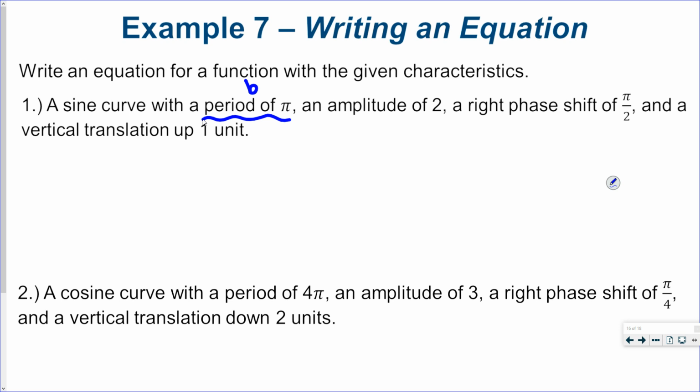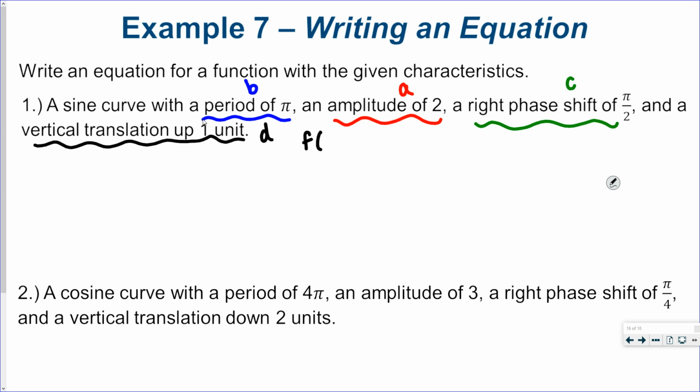You can write that up here if you want. They tell me what my amplitude is. That's my A. I do have a phase shift. That's C. And I have a vertical translation. What's that going to affect? D, my midline. Okay. So we're going to start with this. It says sine curve. A sine of bx minus c.